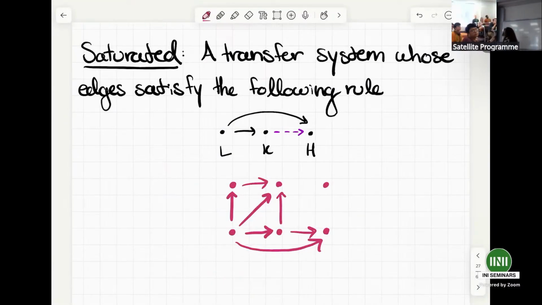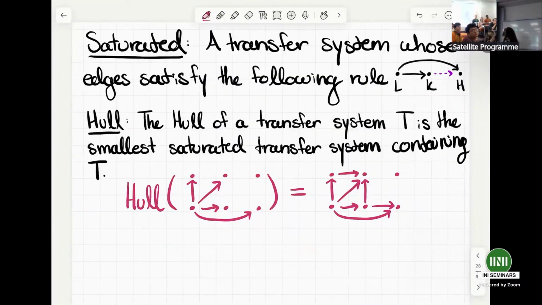It'd be nice if this had a name, and it does. It's called taking the hull of a transfer system, T. There are two ways you can obtain the hull, and they're equivalent. You could take the intersection of all saturated transfer systems which contain your transfer system, or you could do the saturation process that I just talked about. You can find all the saturation failures and just add in the edges that you need, and then make sure that it's still a transfer system. So this is called the hull of the transfer system.